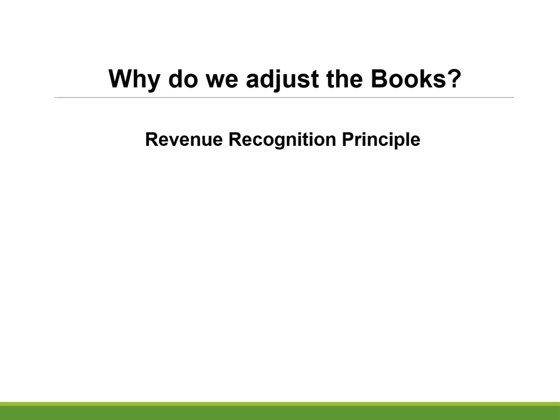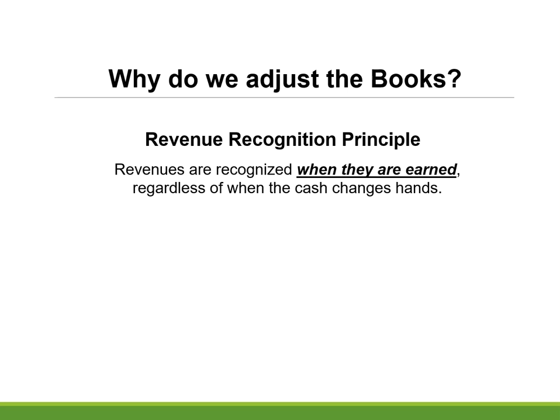The first principle we'll cover is the revenue recognition principle, and it states that revenues are recognized when they are earned regardless of when the cash changes hands. So let's say, for example, I prepared a tax return for a client, and when I gave them the tax return, I also gave them a bill for $1,200. I have earned $1,200 because I have performed the service.